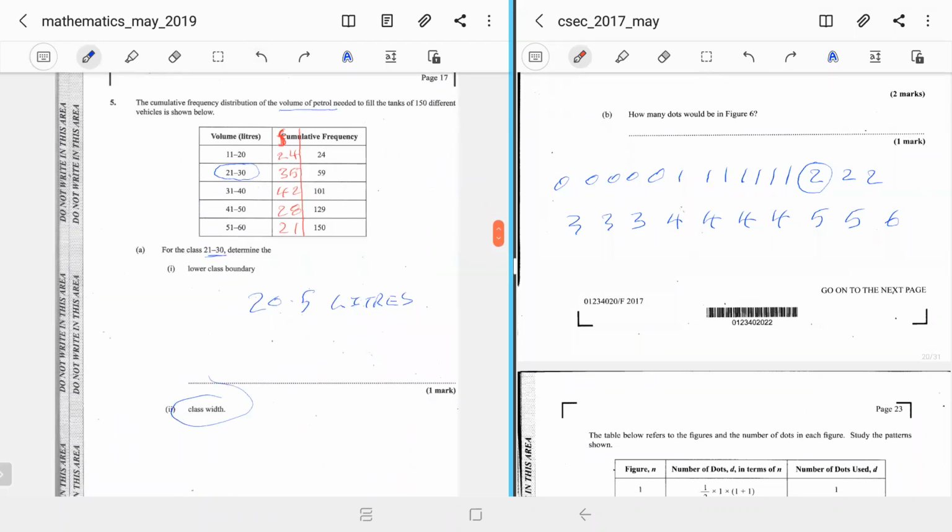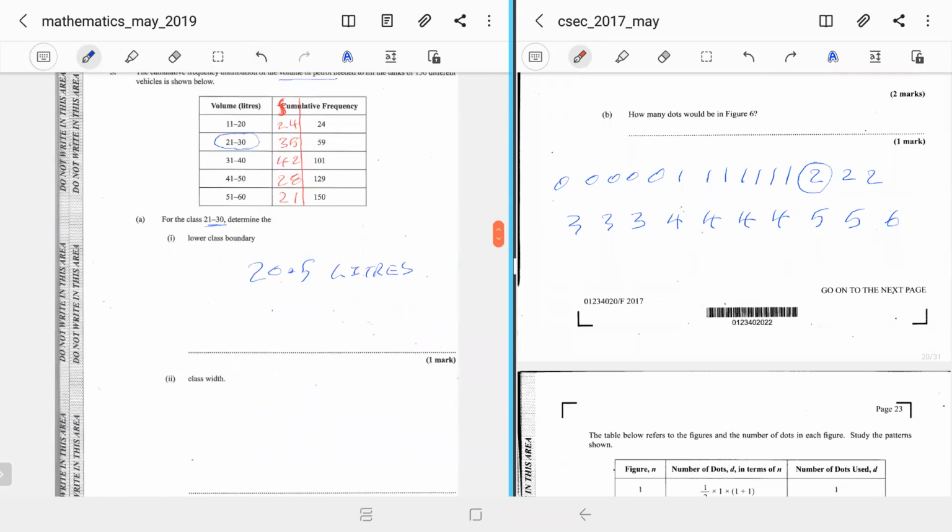The class width. Most can tell me the class width. Quick and fast now. What is the class width? Nobody has blurted it out yet.